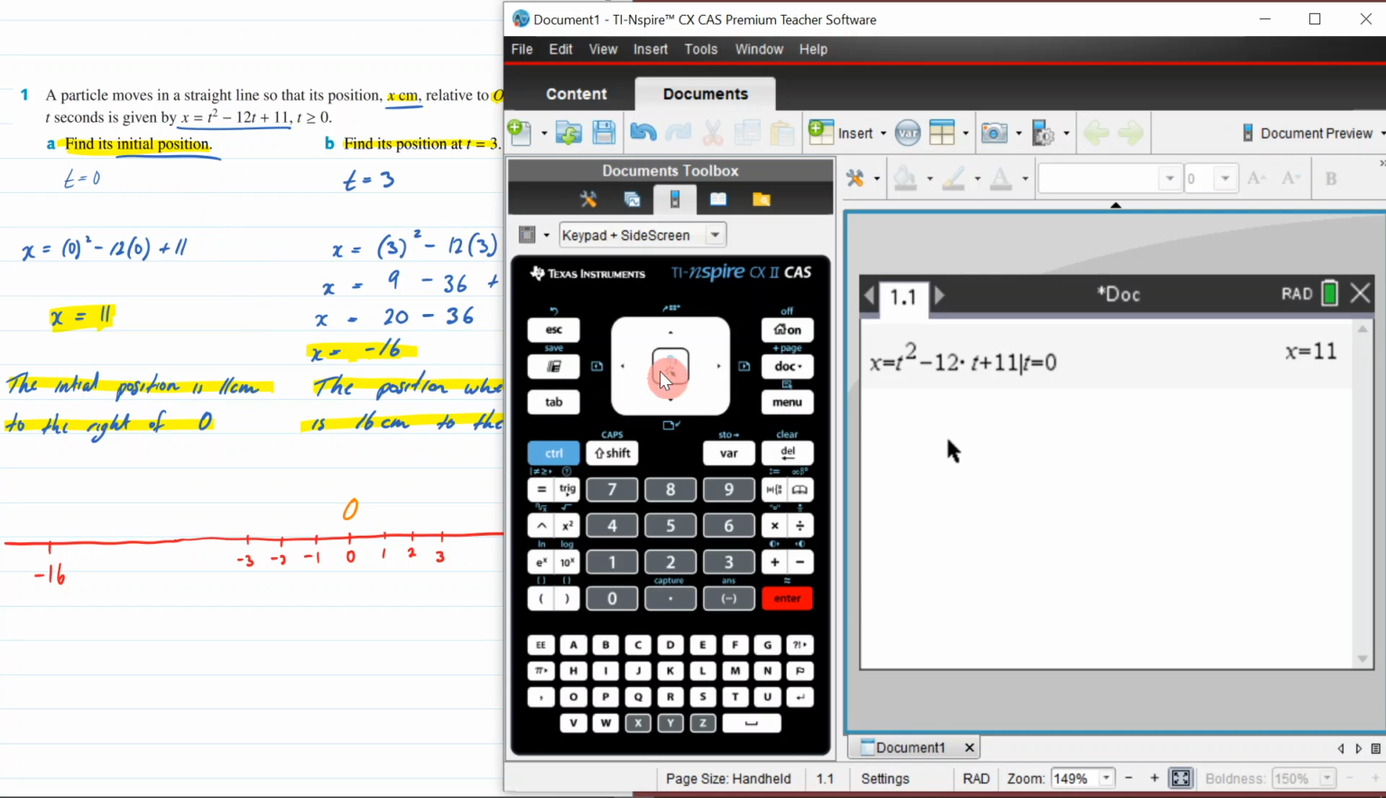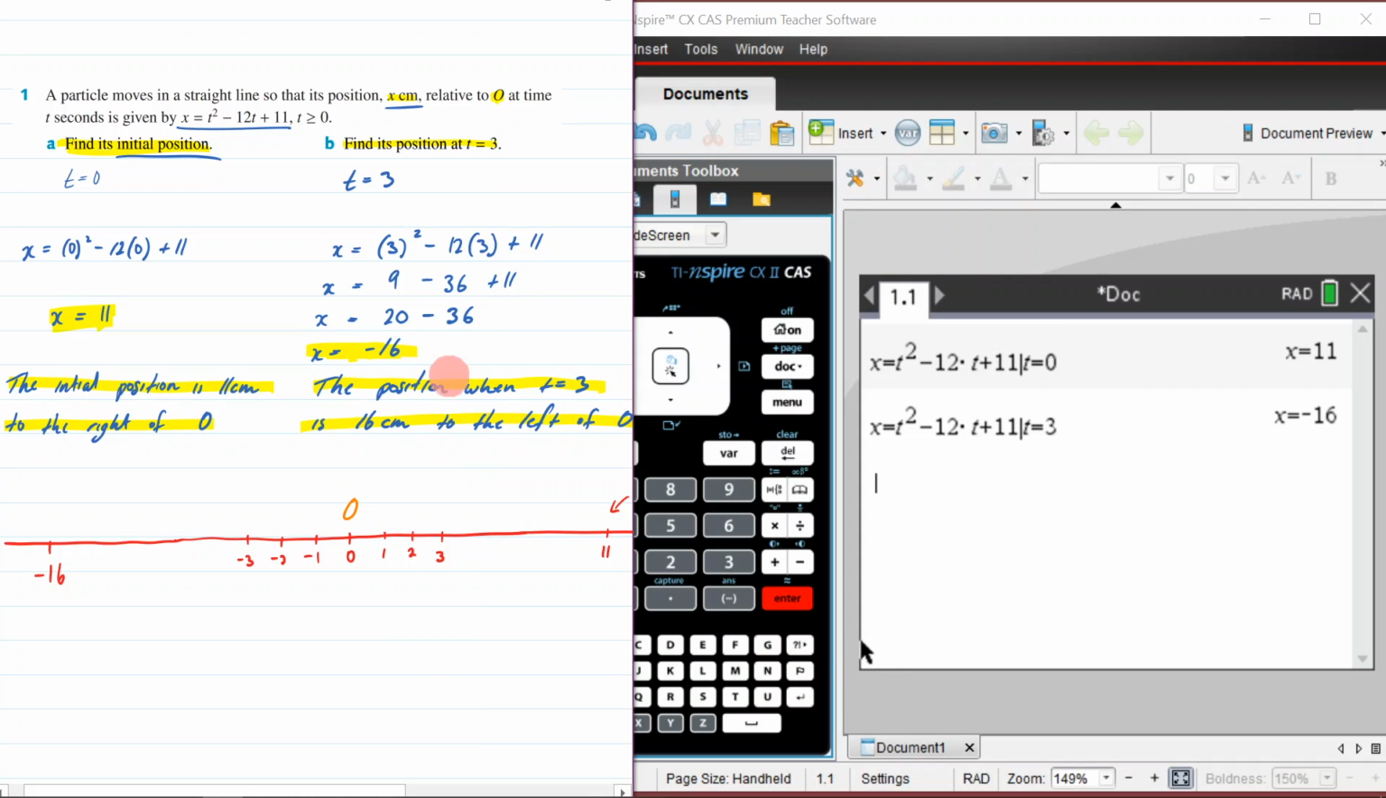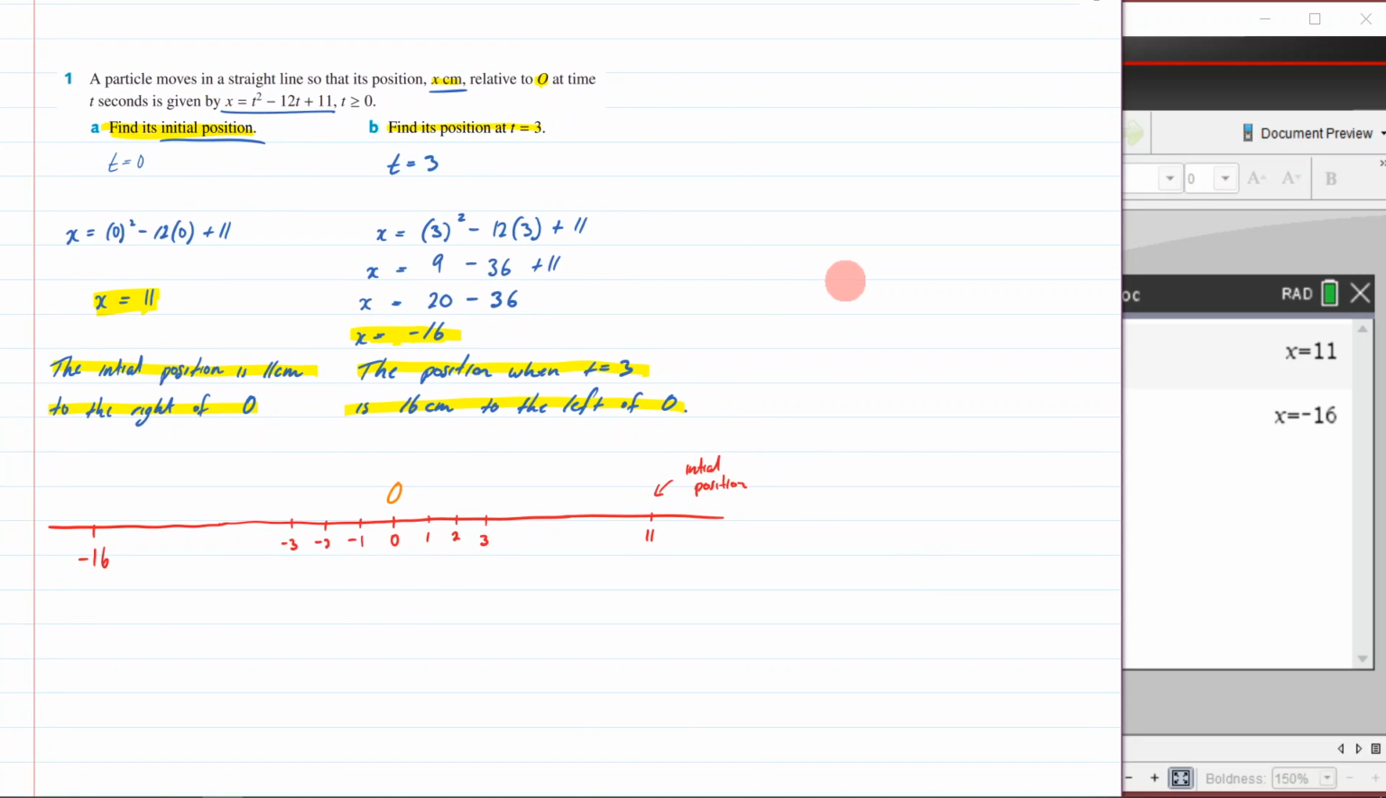That was part A. And then if I wanted to do that again for part B, if I'm using my CAS, you'd be crazy to type that all up again. Just go up, hit enter, bring it down, replace that 0 with a 3, and you get negative 16. It's really good that you become proficient with your CAS, and even for these simple questions, it's important that you can do things on your CAS as quickly and efficiently as possible.